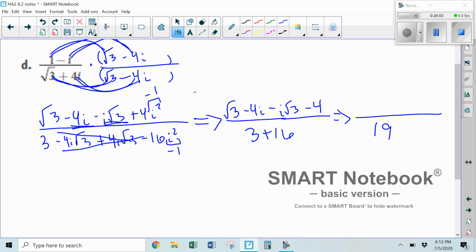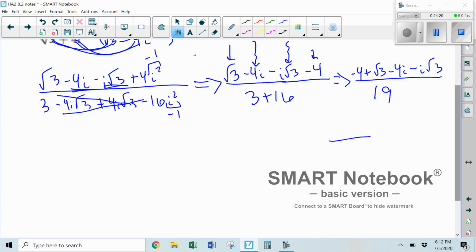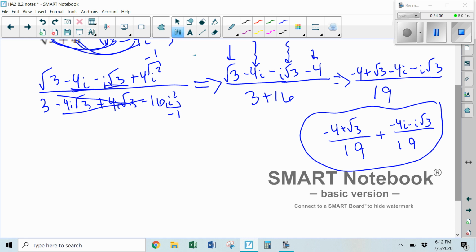I'm going to put my real parts written by each other. So that's negative 4 plus root 3. And I'll put my i's written next to each other. Minus 4i minus i root 3. This way, when I write my final answer, I can put the real part here and the imaginary part here. You won't have a lot that looks this complicated, but that would be how you would do it.